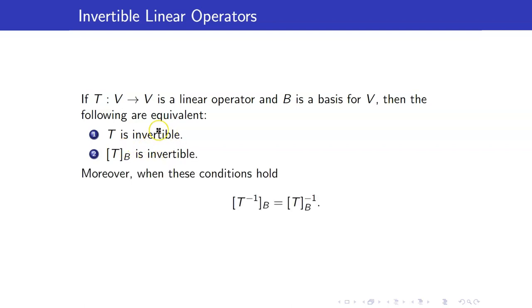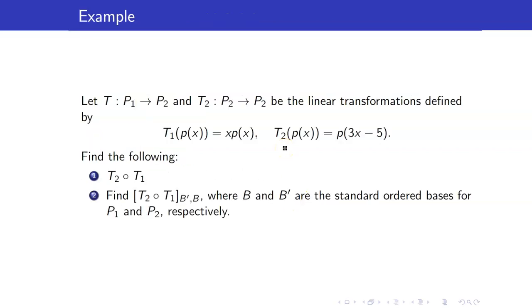Moreover, when these two conditions hold, the matrix representation of the inverse is just equal to the inverse of the matrix representation of T with respect to B. Meaning to say, if you already have a matrix representation of T and you want to get the matrix representation of its inverse with respect to the same basis B, all you have to do is get the inverse of this matrix. To illustrate the properties that I have just discussed, let us consider again these two linear transformations that we had earlier.